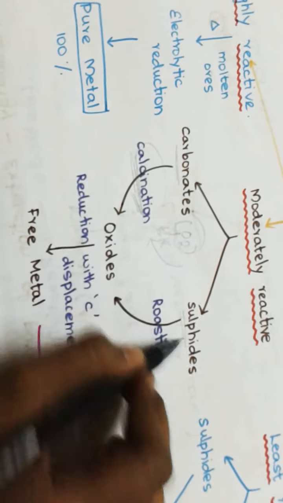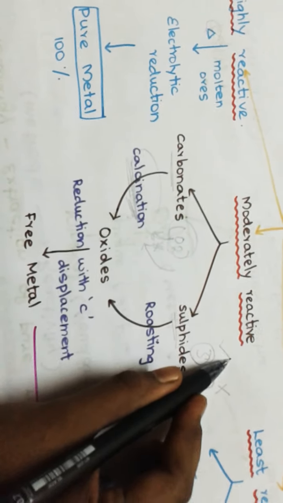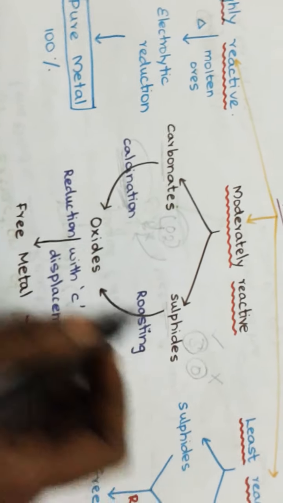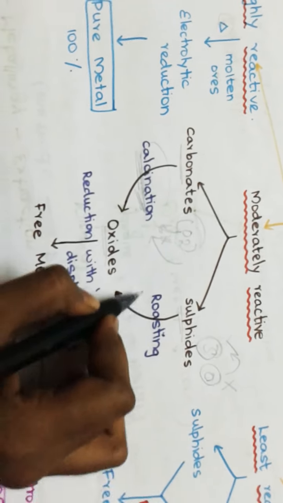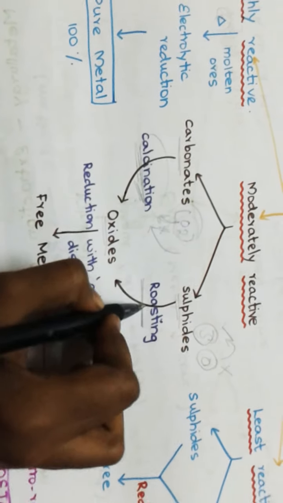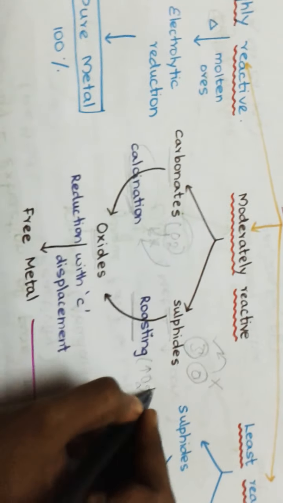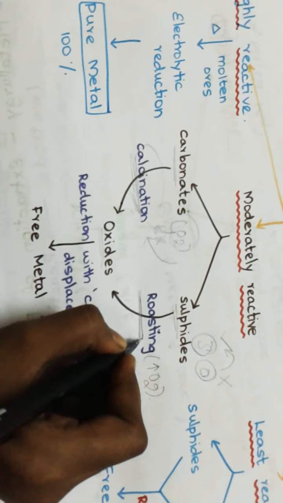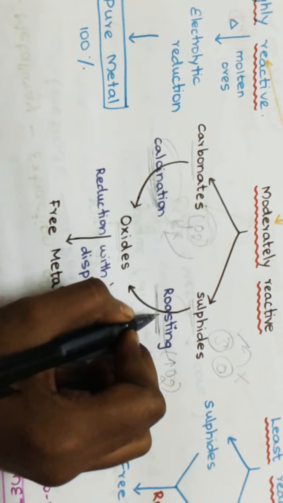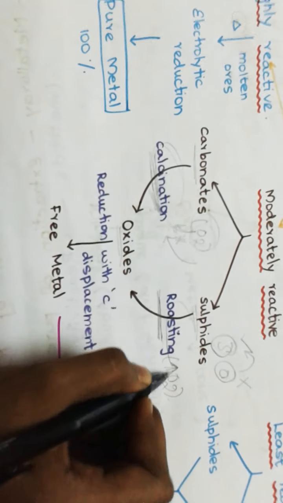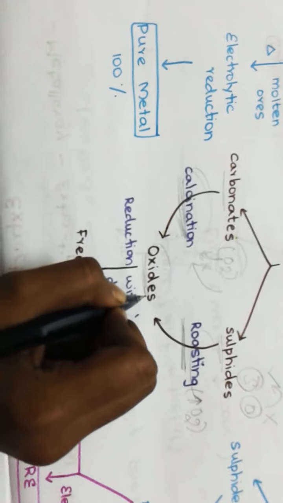But when you come to sulfides, they have sulfur. They do not possess oxygen. Instead, they have sulfur. So to come to oxides, you need to provide oxygen. Roasting is heating the element in the presence of an abundance of oxygen. Children, be very clear with the definitions of calcination and roasting. Roasting is heating the element with more presence of oxygen. In both cases, the final product we get is oxides.